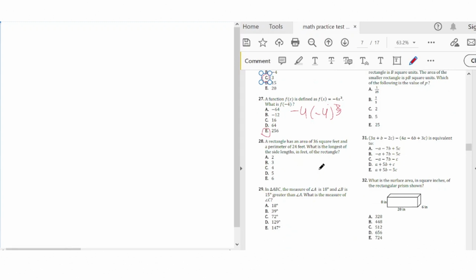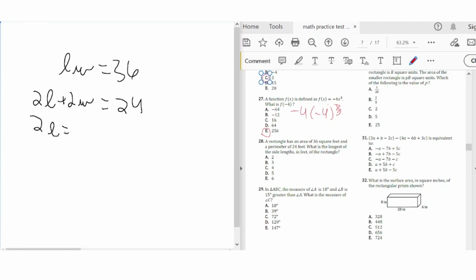A rectangle has an area of 36 square feet and a perimeter of 24 feet. What is the longest of the side lengths in feet of the rectangle? So we're going to write out both the formulas for area and perimeter here. Okay, so we have two equations and two variables. So that means we should solve for one variable in terms of the other. So let's use the perimeter formula to do that. All right, L equals 12 minus W. So let's plug that into our area formula.